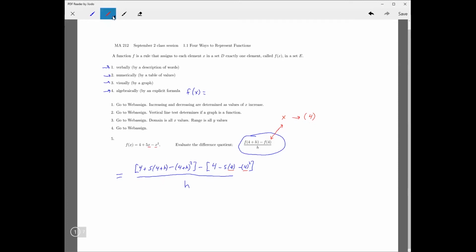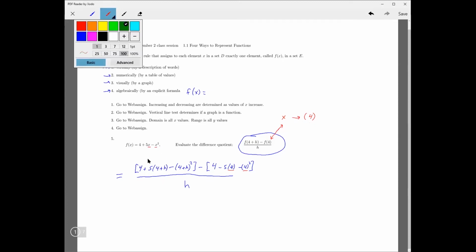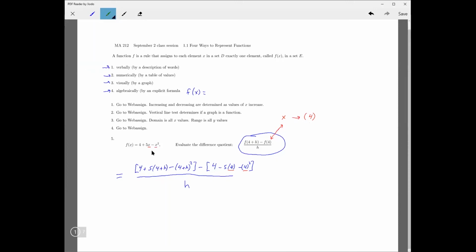And then these x's, and over here, they were replaced with 4 plus h's with parentheses around it. Okay, so now the next thing that we want to do is simplify this. And then once we simplify it, then we'll put the answer in. Okay, so this is 4. Just distribute the 5, and you're going to get 20.